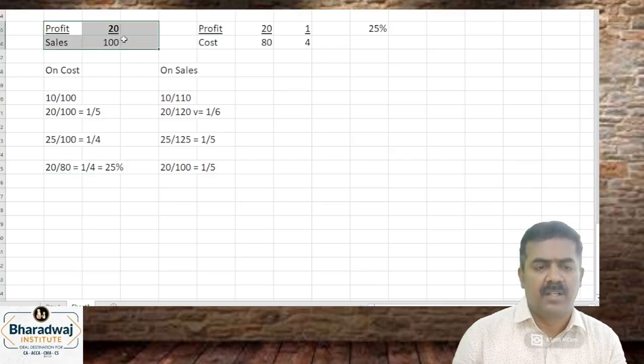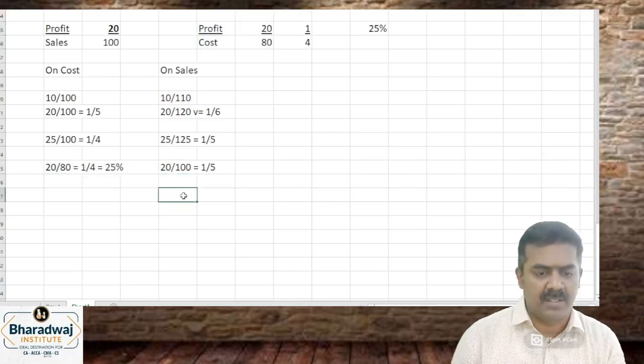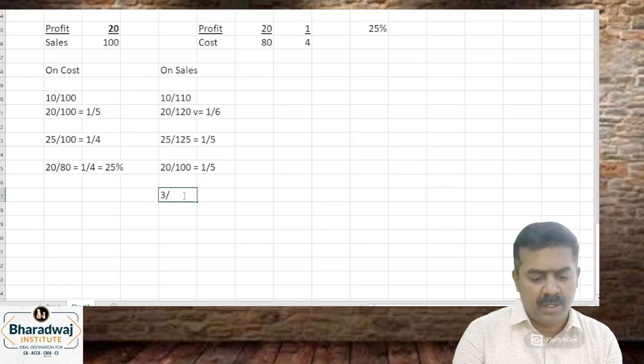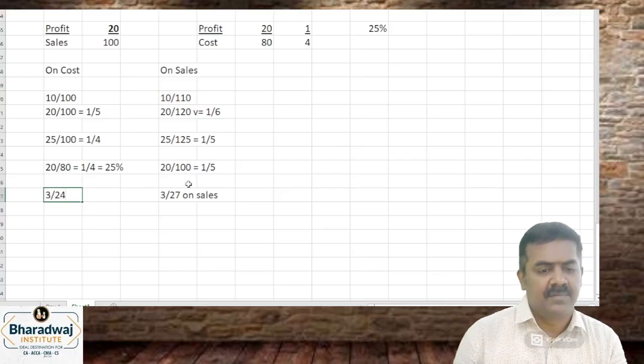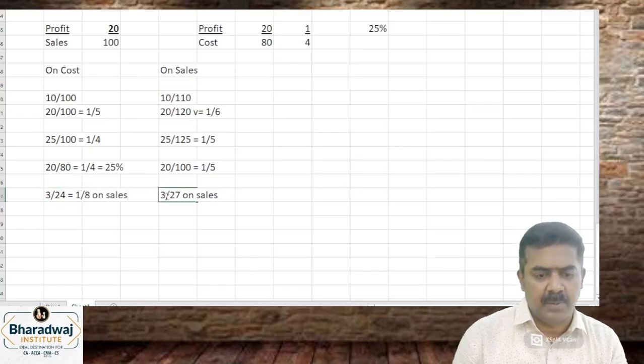That is why here 20 by 100 on sales, 1/5 on sales. On cost it will become 1/4, nothing but how much percentage? 20%. Let us assume they have given 3 by 27 on sales, what will you do? On cost it will become 3 by 24. 27 minus 3. 27 is selling price. 3 rupees profit, so 3 by 24. It can be written as 1 by 8 on cost.